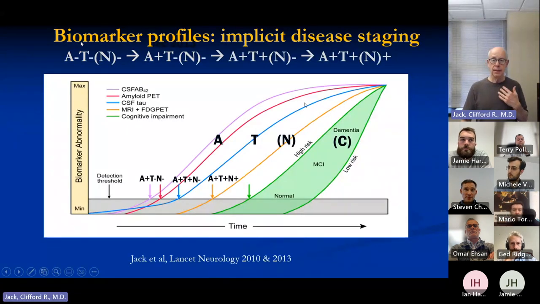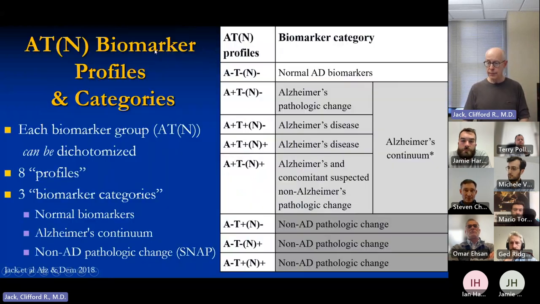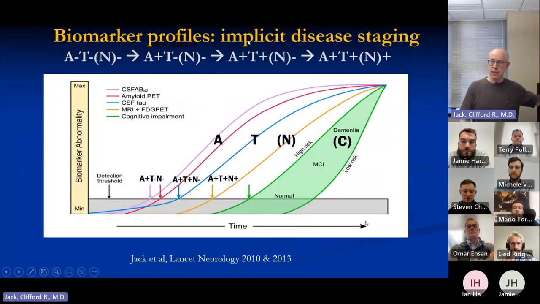Now, I mentioned the name biomarker profiles. So we use the term profile as opposed to stage, one, because profiles identify people who aren't in the Alzheimer's pathologic continuum. But in reality, there was an implicit staging scheme baked into this ATN scheme, baked into the research framework. We use the term profile as opposed to stage for the reason I mentioned, also so as not to confuse people, because there were clinical staging schemes as well. But there was an obvious staging scheme baked into these profiles, and they're illustrated in this slide here.